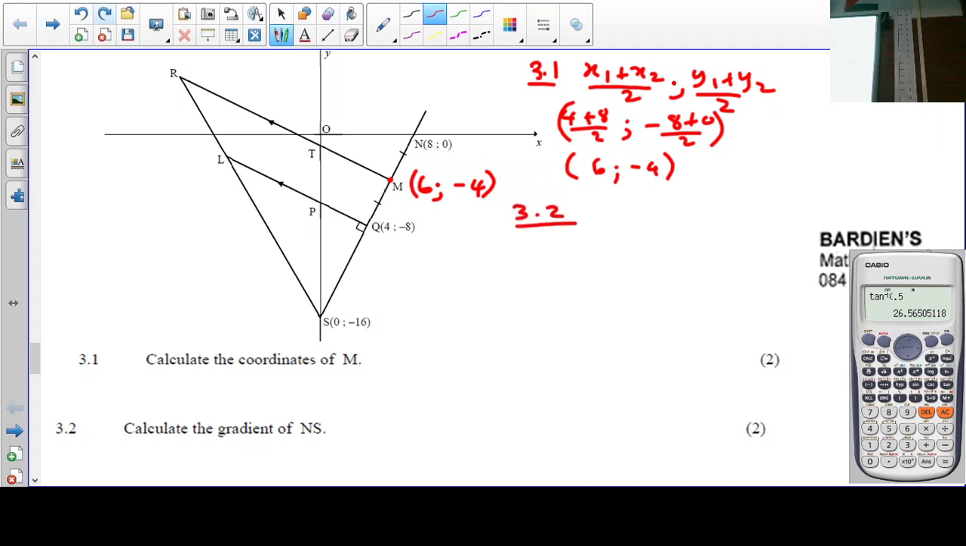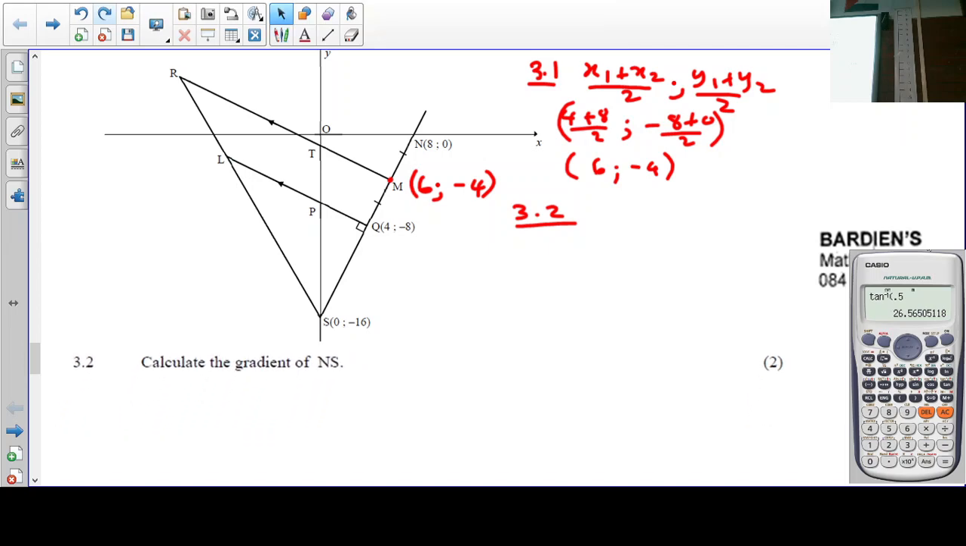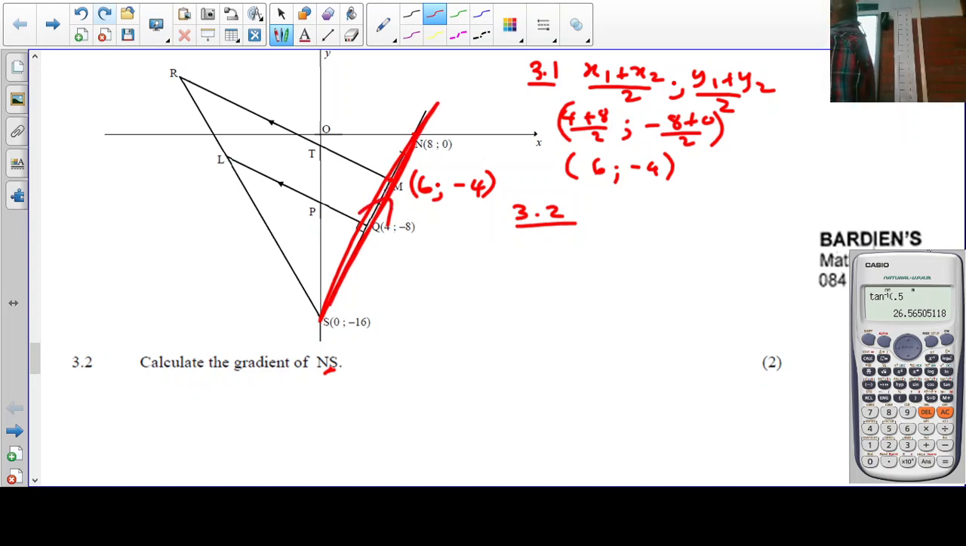3.2. In question 3.2 we are told calculate the gradient of NS. How do you calculate gradient? Change in y over change in x. But if we look at NS, which is this line here. People, in analytical geometry, there's many ways to work things out. Okay, many ways.